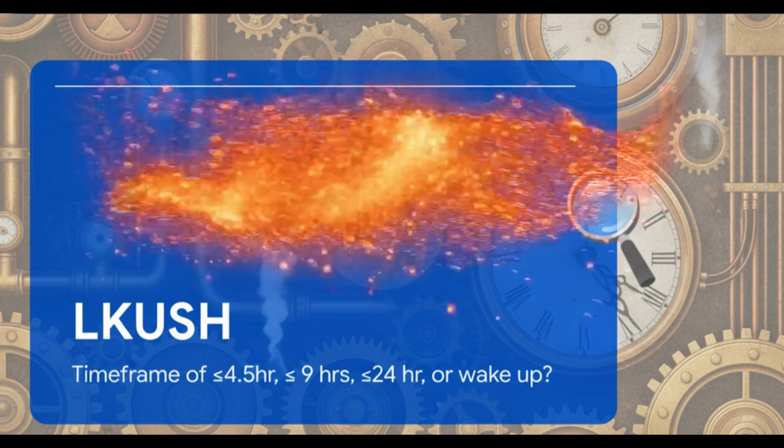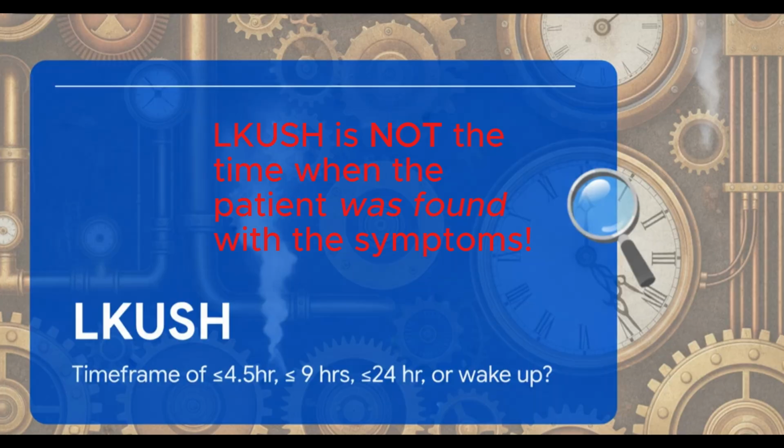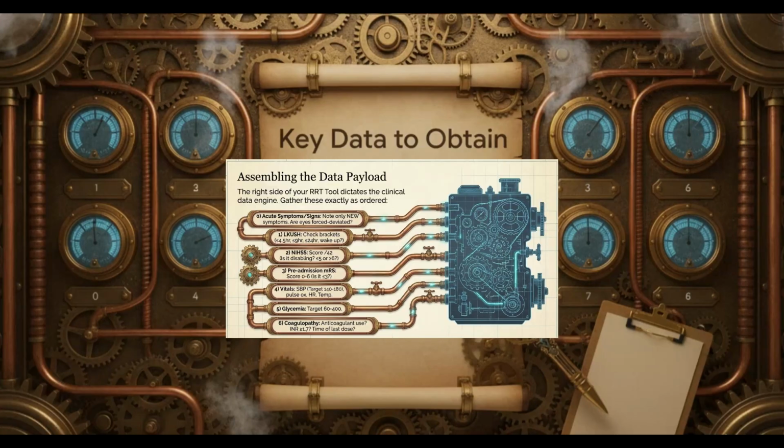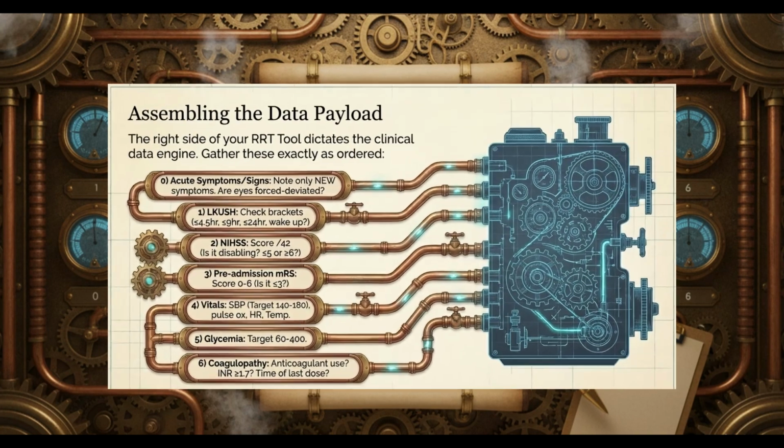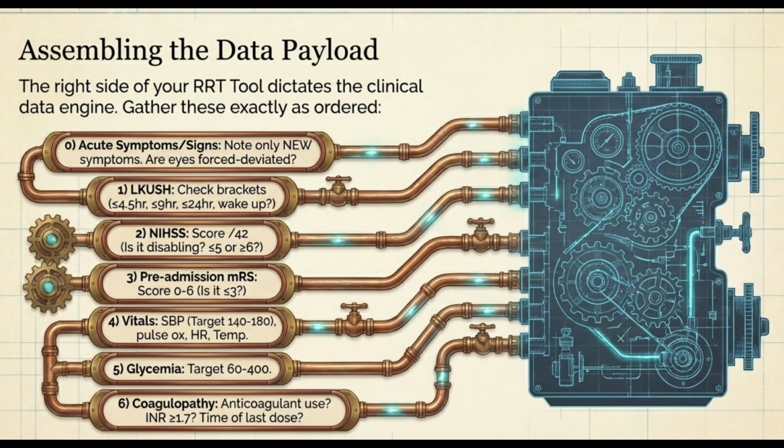Was it less than 4.5 hours ago? Less than 9? 24? Or, is this a wake-up stroke? You must lock down this anchor time. So here is the exact checklist, items 0 through 6. You must gather these and have them ready to communicate clearly to the neurology attending. You start with acute signs, making sure to only score the new stroke symptoms, like checking if the eyes are force deviated.